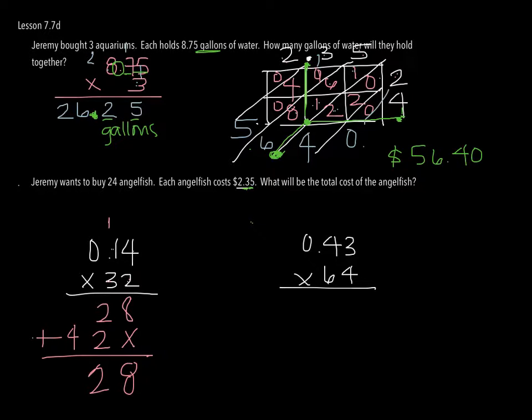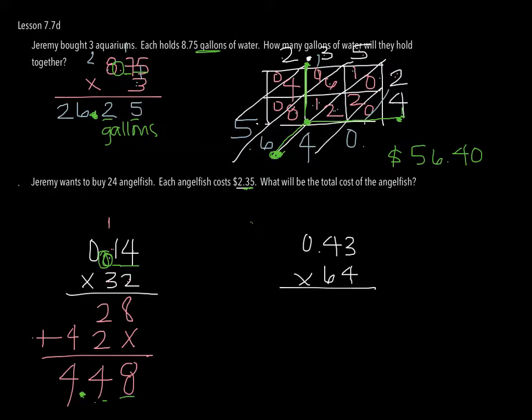Oh, not 2. 8, 4, 4, and then we got 1, 2, 1, 2, 4, and 48 hundredths, and then finally we have 43 hundredths times 64. Let's do this one in blue. Let's start multiplying by 4.